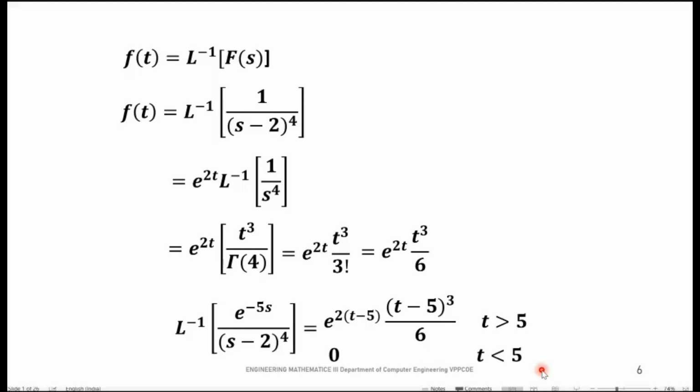Okay. First find a, find f of s, take the inverse of whatever f of s is to get f of t, and put t minus a in place of t. That is the procedure for applying the second shifting theorem in the case of inverse function, inverse Laplace transform.